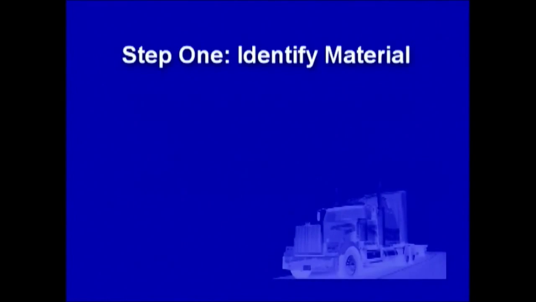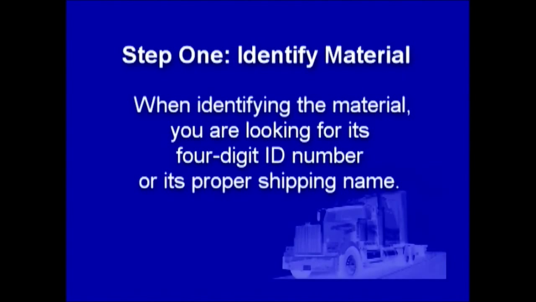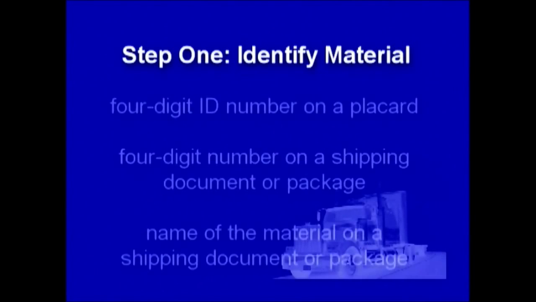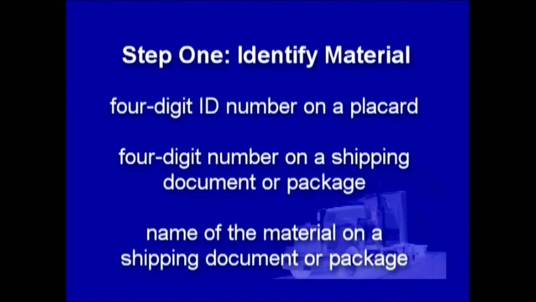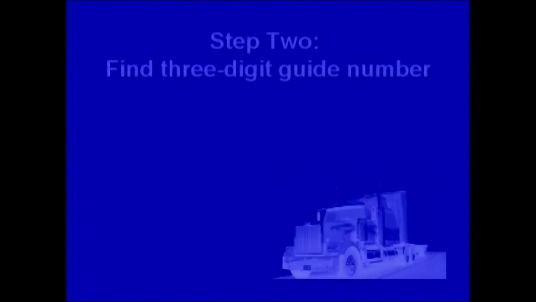Step 1 is to identify the material. When identifying the material, you are looking for its 4-digit ID number or its proper shipping name. This is done by finding one of the following: the 4-digit ID number on a placard, the 4-digit number on a shipping document or package, or the name of the material on a shipping document or package.